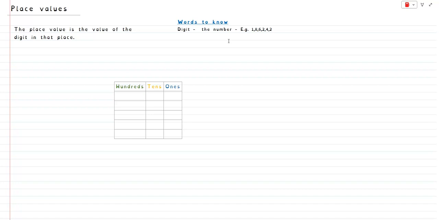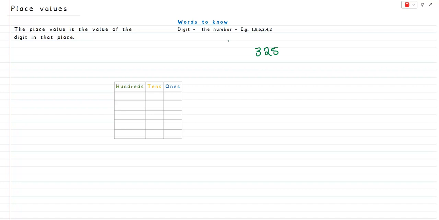So let's look at a few numbers. If we look at 325, okay, so we have 325. We have a 3 here, we have a 2 here, and we have a 5. So we have 3 digits standing in front of us. Altogether, those 3 digits make a number, but these are still 3 digits standing by themselves.